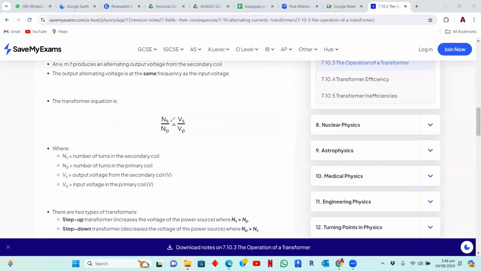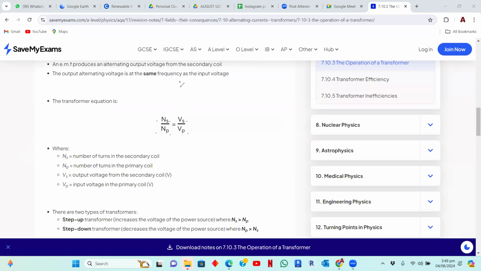Now, in this equation, NS is the number of turns of the secondary coil. NP is the number of turns of the primary coil. Vs is the voltage at the secondary coil, and Vp is the voltage at the primary coil. So NS over NP equals Vs over Vp, right? The number of turns at these coils directly correlates with the voltage being produced. So this is what you should be aware of.